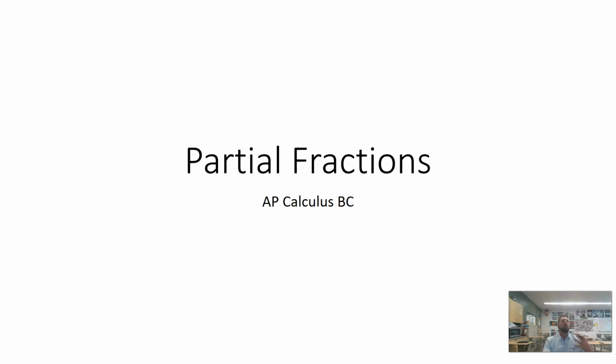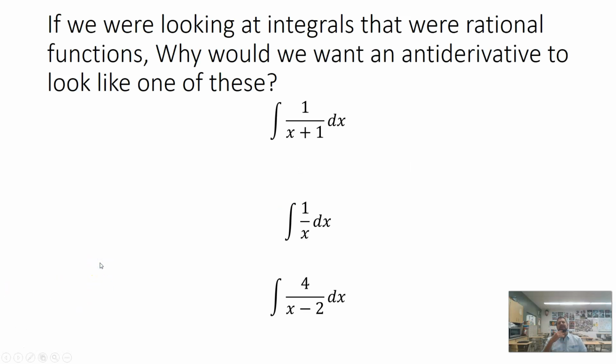But in order to understand why we're going to learn this method, if you remember when we were trying to take the antiderivative of any of these three things, especially this second one here where we had 1 over x, we knew that the antiderivative of that is the ln of the absolute value of x plus c. Or if we had one that was slightly more complicated, like this one, the antiderivative of 1 over x plus 1 would be the ln of x plus 1 plus c.